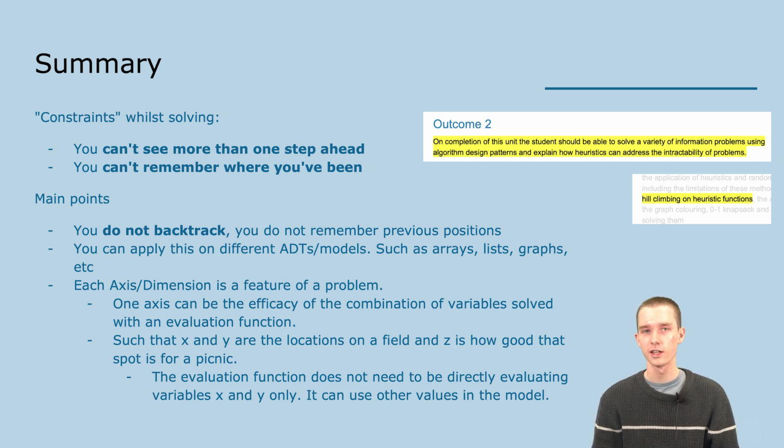Tying this into VCE algorithmics, it's part of outcome 2, where you need to know how to use the hill climbing heuristic to solve problems, explain why it's good, explain why it's bad, just a general overview of the hill climbing heuristic. And this really pairs well with the simulated annealing heuristic as mentioned, but that will be done in another video.